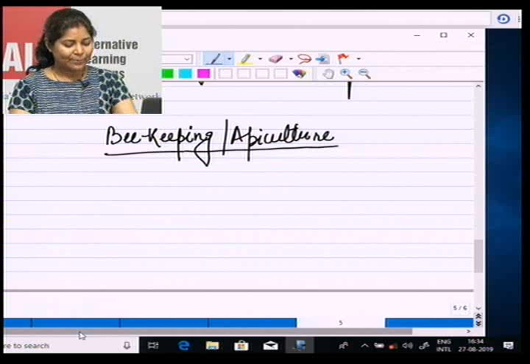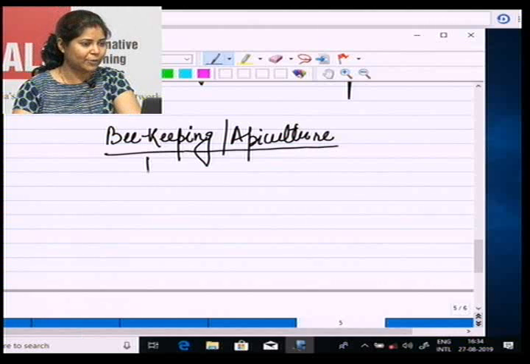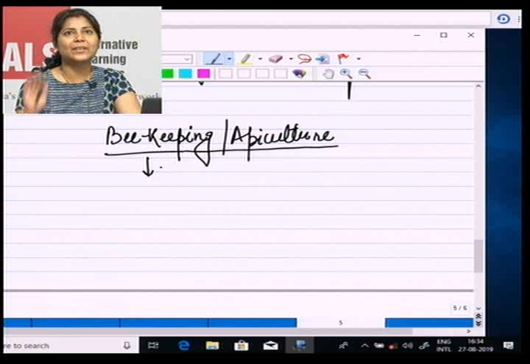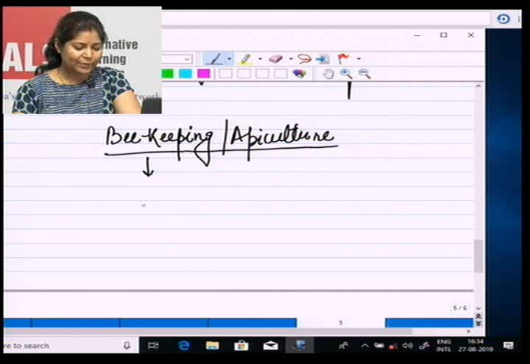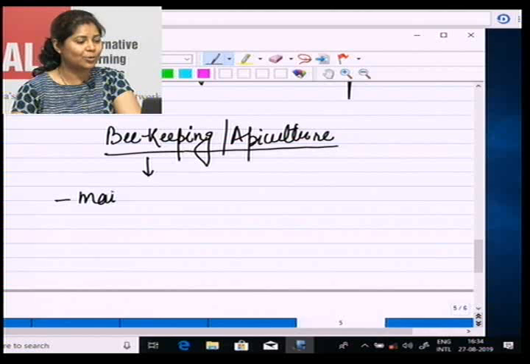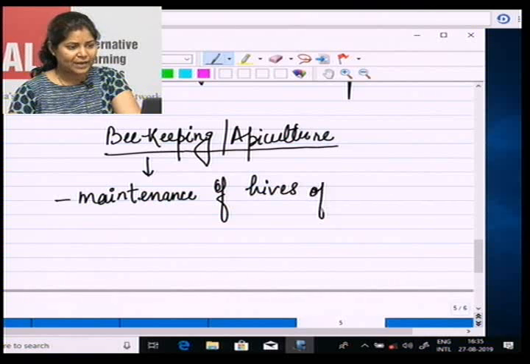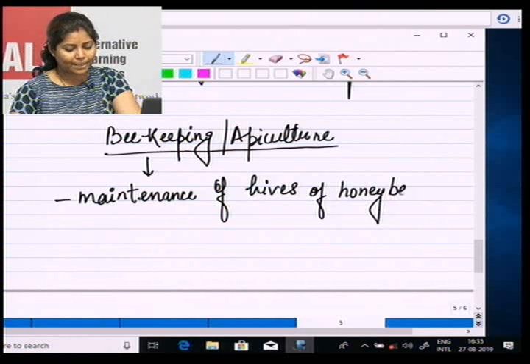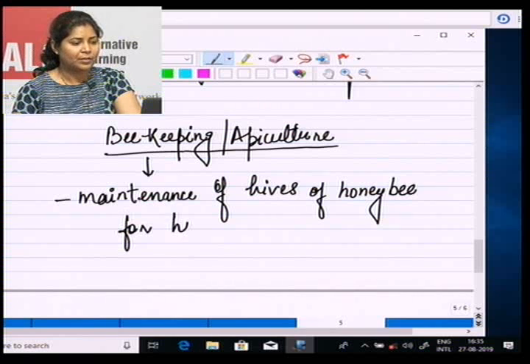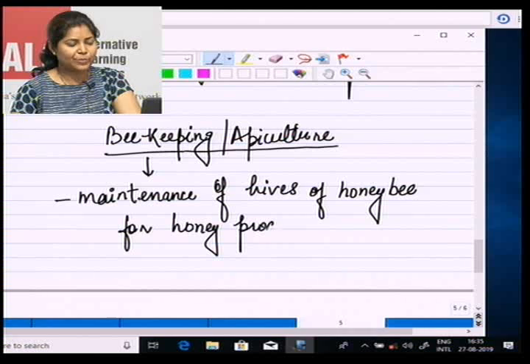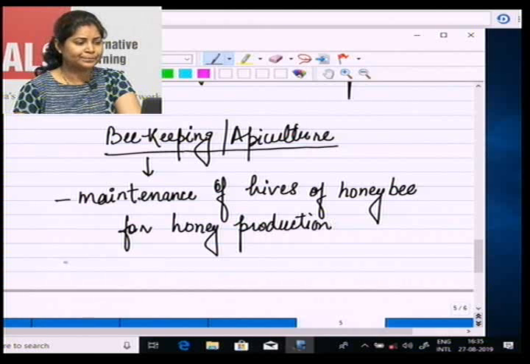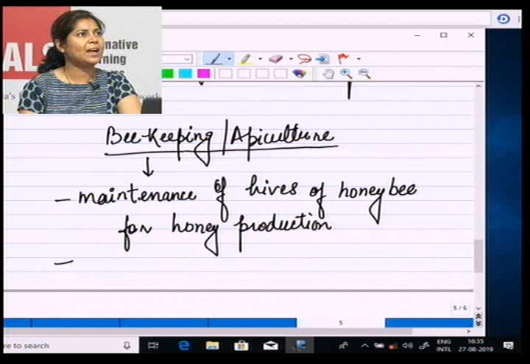Okay. Fine. So I'm moving ahead with beekeeping or apiculture. How many of you have seen beekeeping or apiculture? Just raise your hands. No? Okay, fine. No issues. So what is beekeeping or apiculture? It is maintenance of hives. By hives I mean beehives of honey bee for honey production. So you will be producing a huge amount of honey by keeping those beehives.